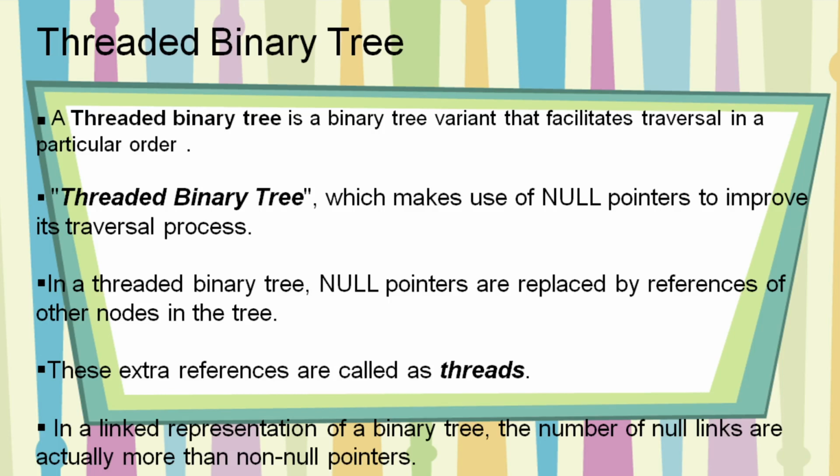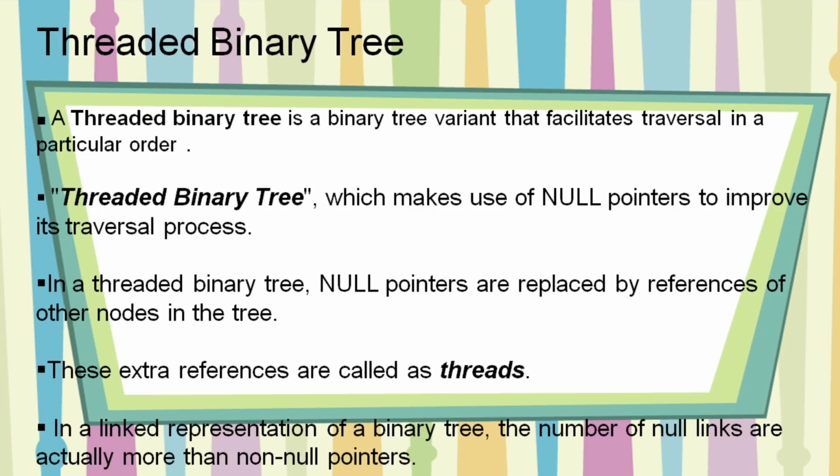A threaded tree adds extra information in some or all nodes so the next node can be found quickly. It can be traversed without recursion and the extra storage that requires. The threaded binary tree makes use of null pointers to improve its traversal process.